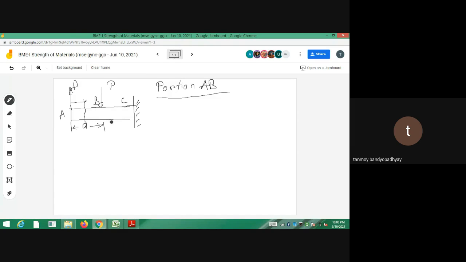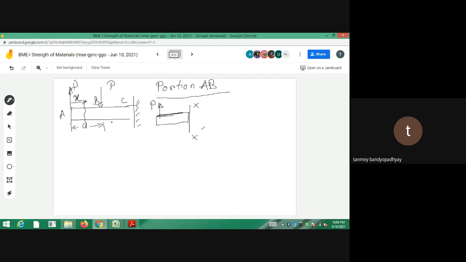So we are considering a section XX at a distance small x from the end A of the beam AB. So I am considering the portion AB. So that is why I have taken a cross section lying anywhere. So the x actually changes. X changes from 0 to small a. So this is the load P and this is the location of the cross section of the beam.